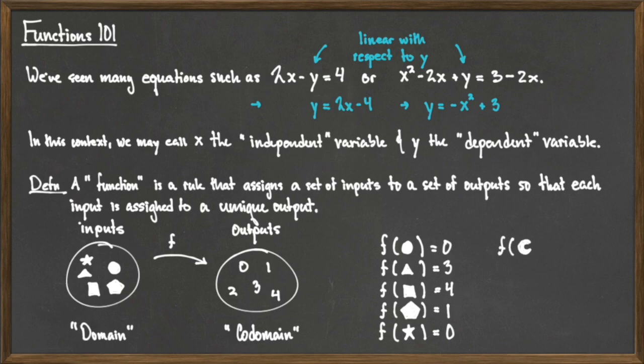But what is f evaluated at this crescent shape? We would call that undefined, because the crescent shape isn't in our set of inputs, nor is it given an assignment on the right. So we just call it undefined, and this happens a lot with functions. But also notice that circle and star are both getting sent to 0. Again, this is not an issue. This is allowed by the definition of a function. I can send two objects to the same place. I just can't send one object to two separate places.